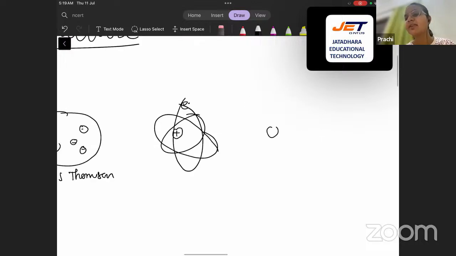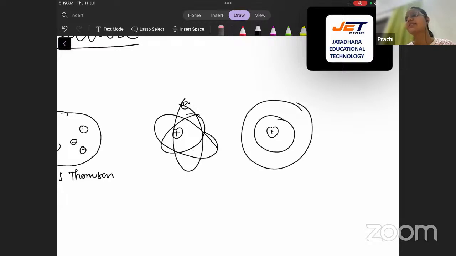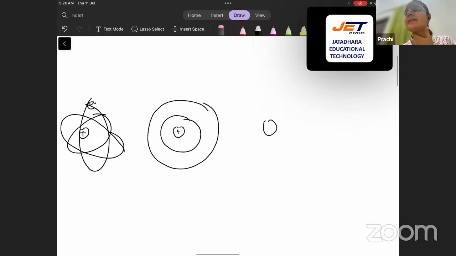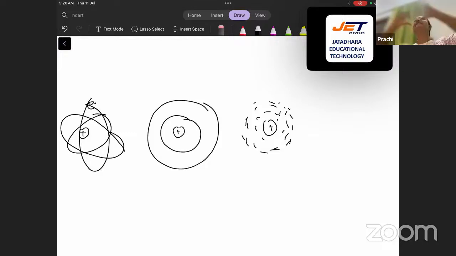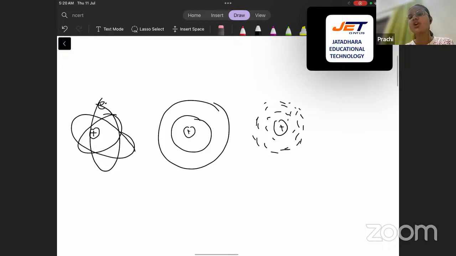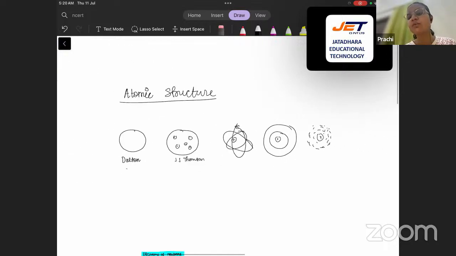And then came the Bohr, who said that okay, yes, we have the electrons which are revolving around the nucleus, but we have these electrons at certain energy levels. And then finally came the quantum mechanical model, which was given by Schrodinger. And in that, he said that yes, these electrons are not moving in a specific orbit. What we have is the density, or we say the cloud of electrons around the nucleus. So this is how we will move. We will move from this to this, right?